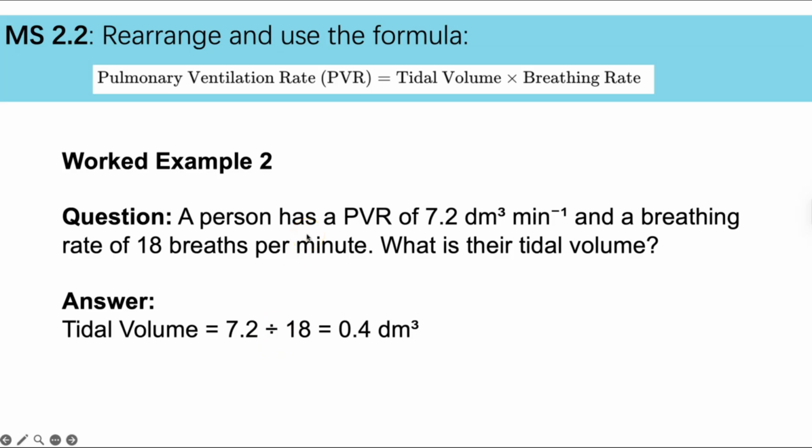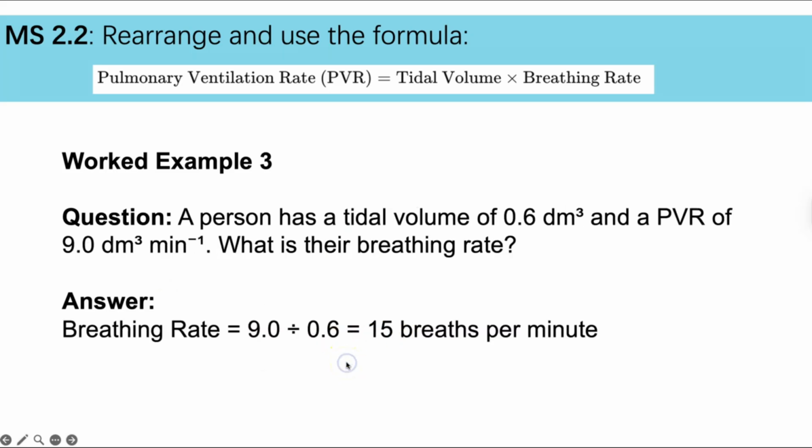Another example, we've got a person has a PVR of 7.2 decimeters cubed per minute and a breathing rate of 18 breaths per minute. What's the tidal volume? So this time would be 7.2, so PVR, divided by the breaths per minute, 18. So the tidal volume is 0.4 decimeters cubed.